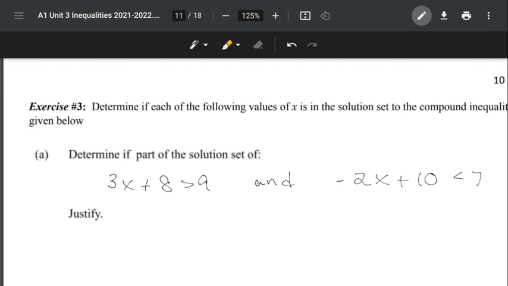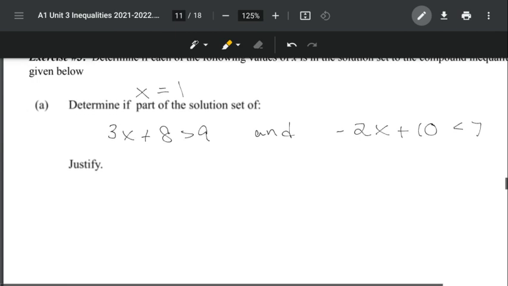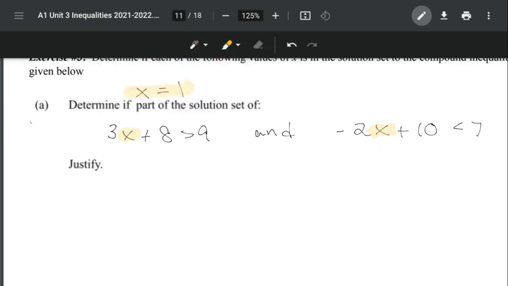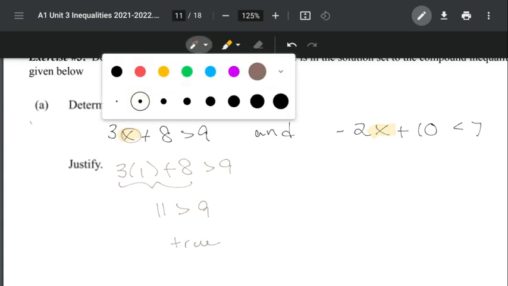The directions also say determine if x equals 1 is a solution of these two. So what we're going to do is plug this x equals 1 into both problems and then figure out what's true and what's false. As far as justify, it means show your work. Wherever I see an x, I'm going to plug in a 1. 3 times 1 plus 8 greater than 9. Evaluate this. 3 times 1 is 3 plus 8. Is 11 bigger than 9? True.